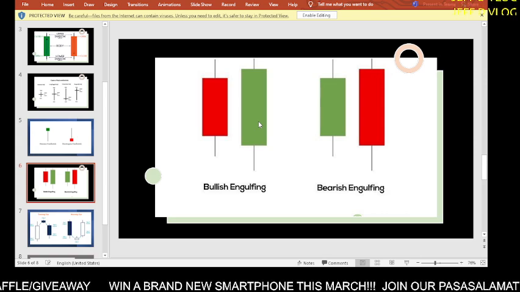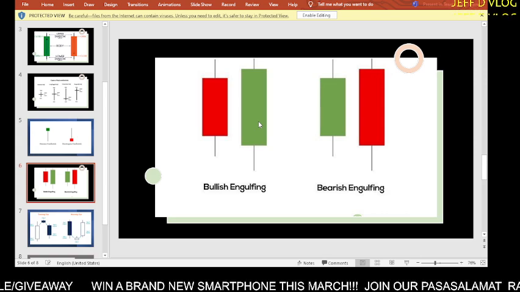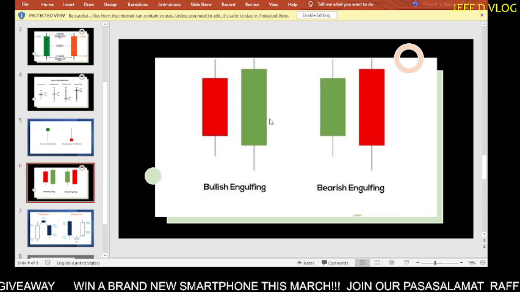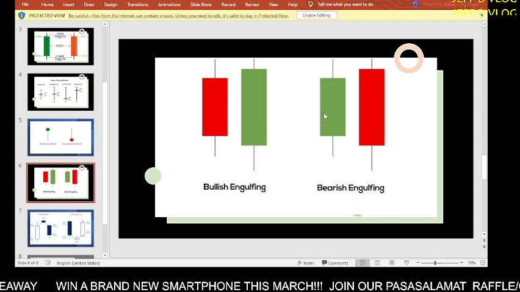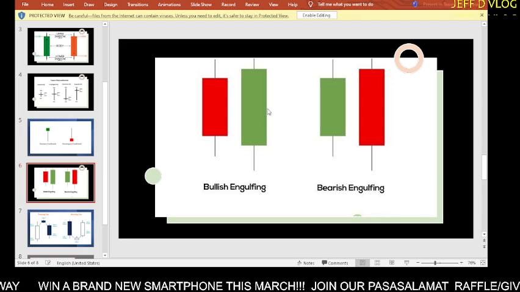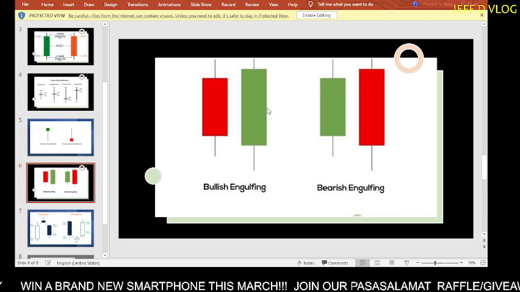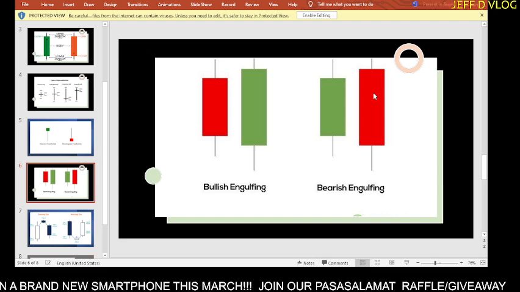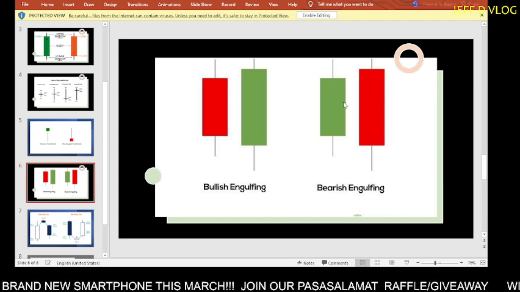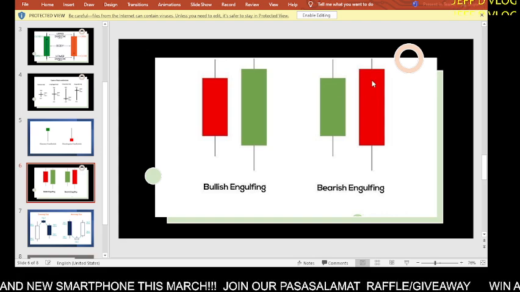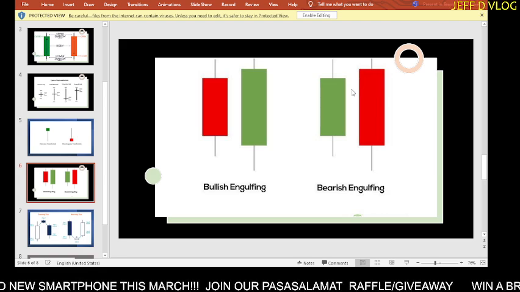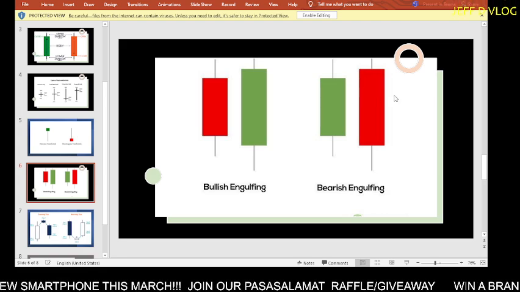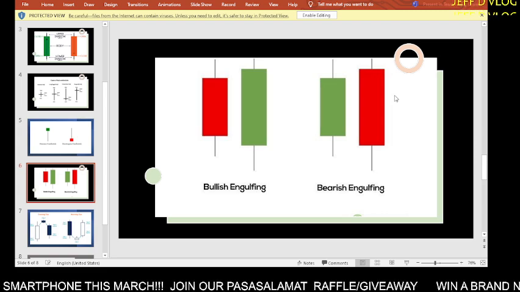Okay, during the bearish trends. The bearish engulfing candlestick is made up of a bullish candle that is followed by a bearish candle. So we have bullish here, and this bearish candlestick engulfs this green candle. This pattern suggests that a bearish move is on the way and occurs during a bullish trend.